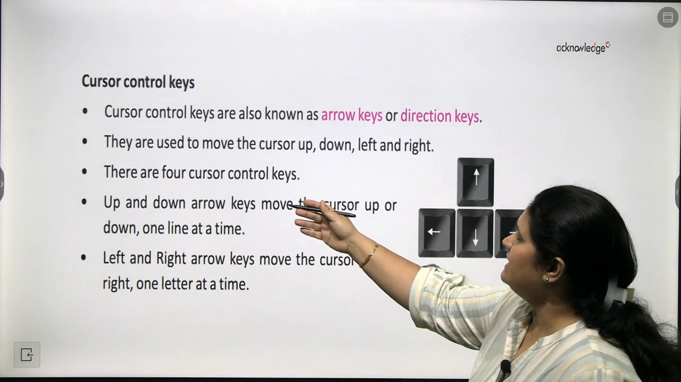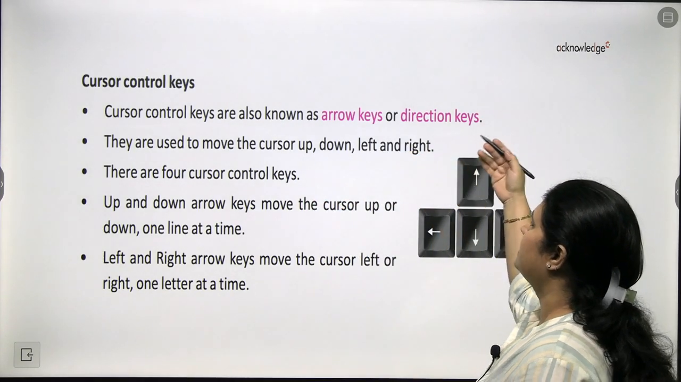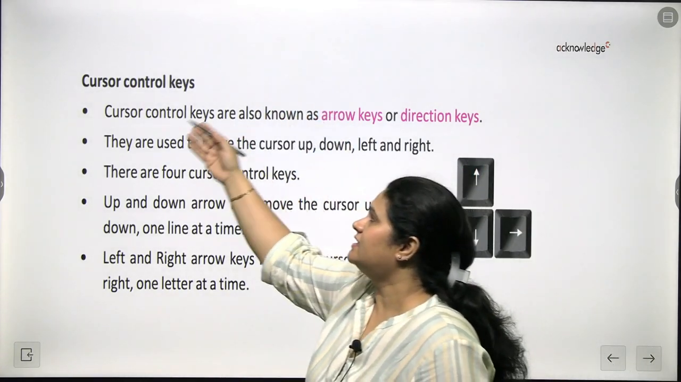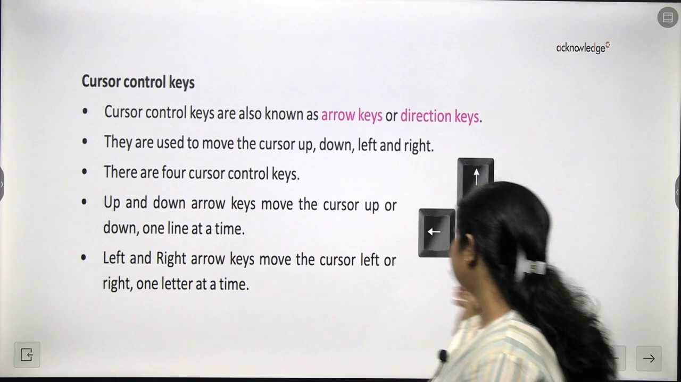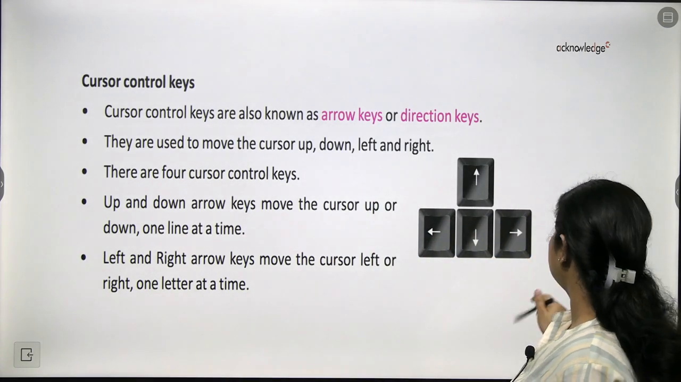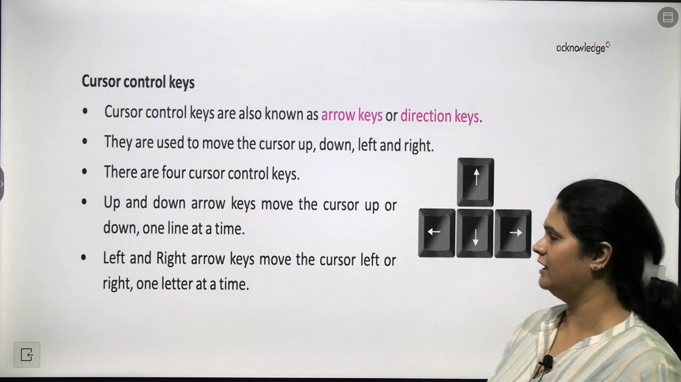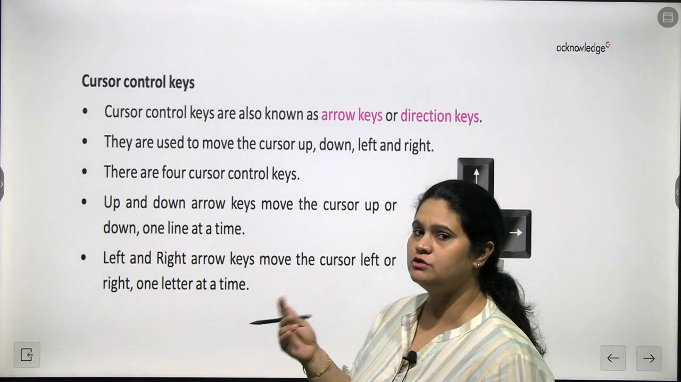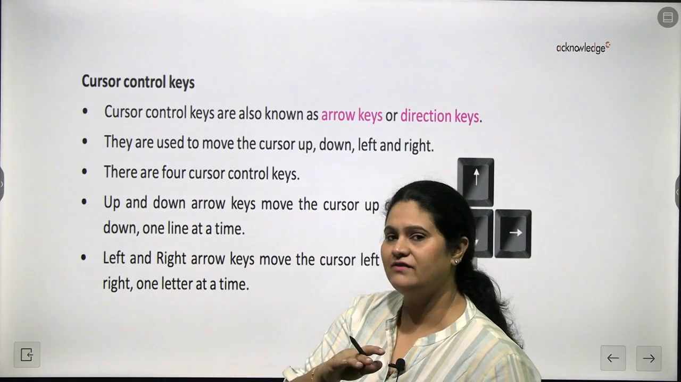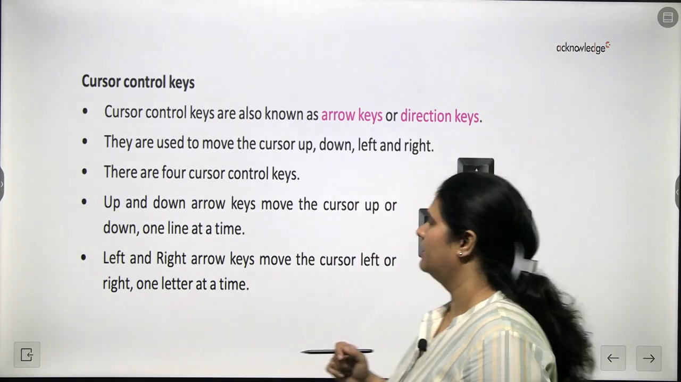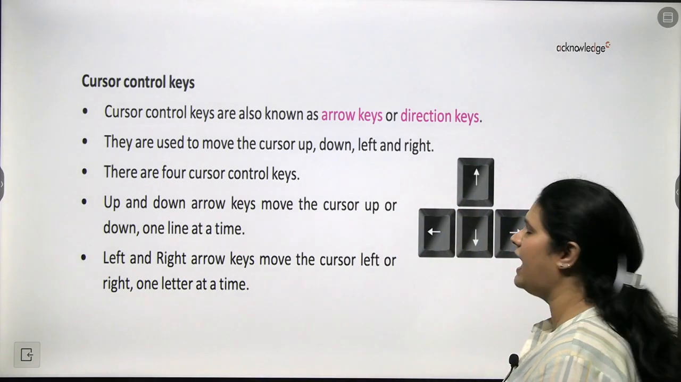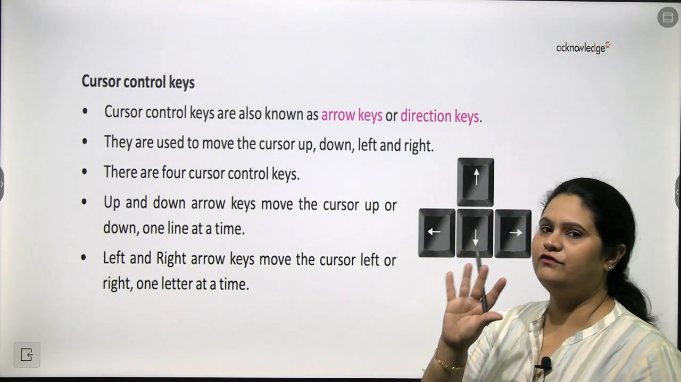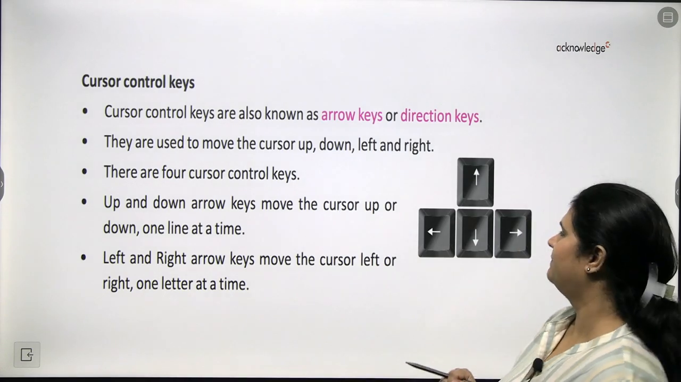So these keys are also known as arrow keys or direction keys. These are the cursor control keys. These are present at the bottom of your keyboard, right? So they are used as I told you to move up, down, left or right of your document. So how many of them do we have? We have 1, 2, 3 and 4 arrow keys, right?